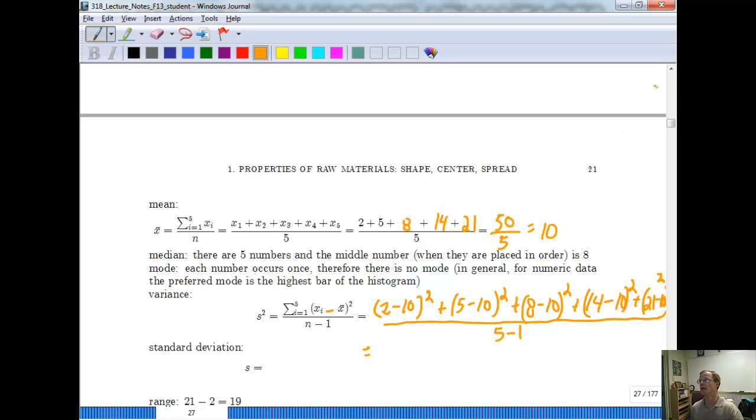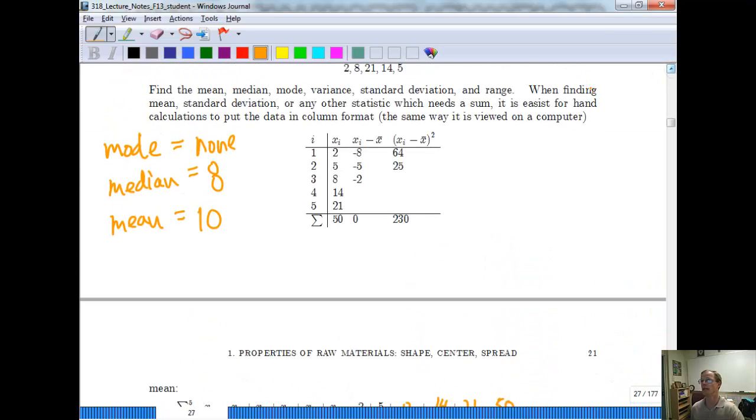What I will do is the way that you would at least think of doing this by hand. The difference here, 14 minus 10 is 4, and 21 minus 10 is 11. Okay. And so what's going on here? Well, what's really going on is the following.